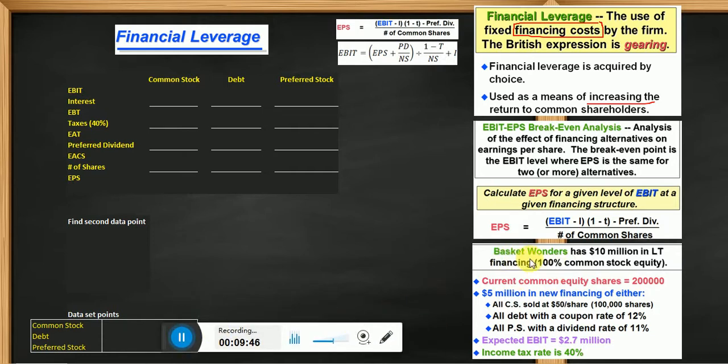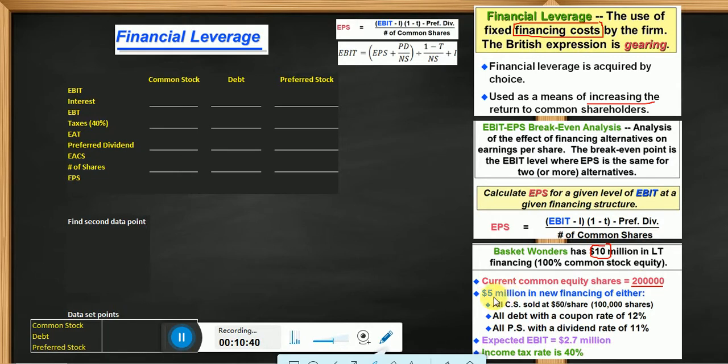We have a company by the name of Basket Wonder. The Basket Wonder has 10 million in long-term financing. How much is Basket Wonder having? $10 million, financed 100% by common stock equity. Right now the company has 10 million, and this is the current capital of the company. Now the company is currently having 200,000 common stock shares. This is the number of shares we have. It means 10 million divided by 200,000, which is $50. $50 is the value per share we have.